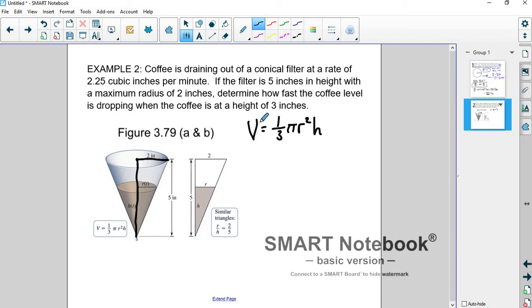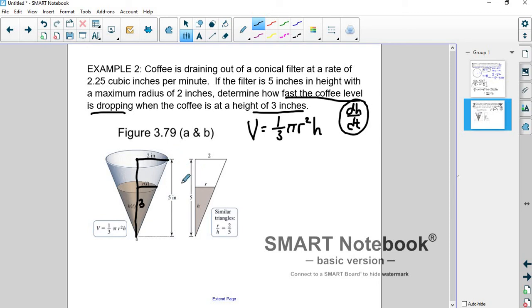We are looking into the rate of change of the height. Determine how fast the coffee level is dropping, right? That's dH/dt. And if it's dropping, then we expect it to be negative. So we want to find dH/dt, and we're told that the height is 3 inches. So this is 3 here. That's how much coffee's left.